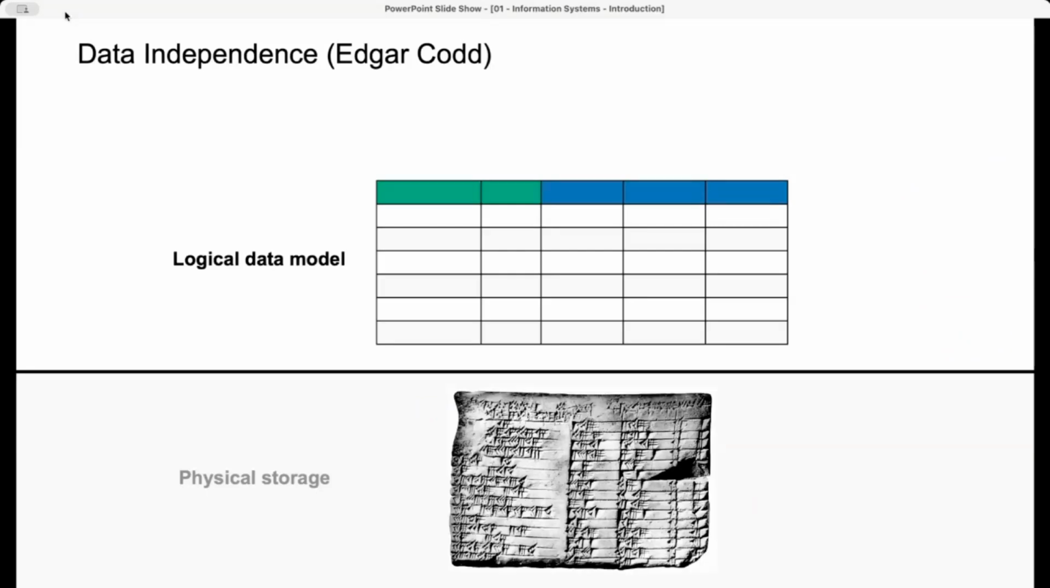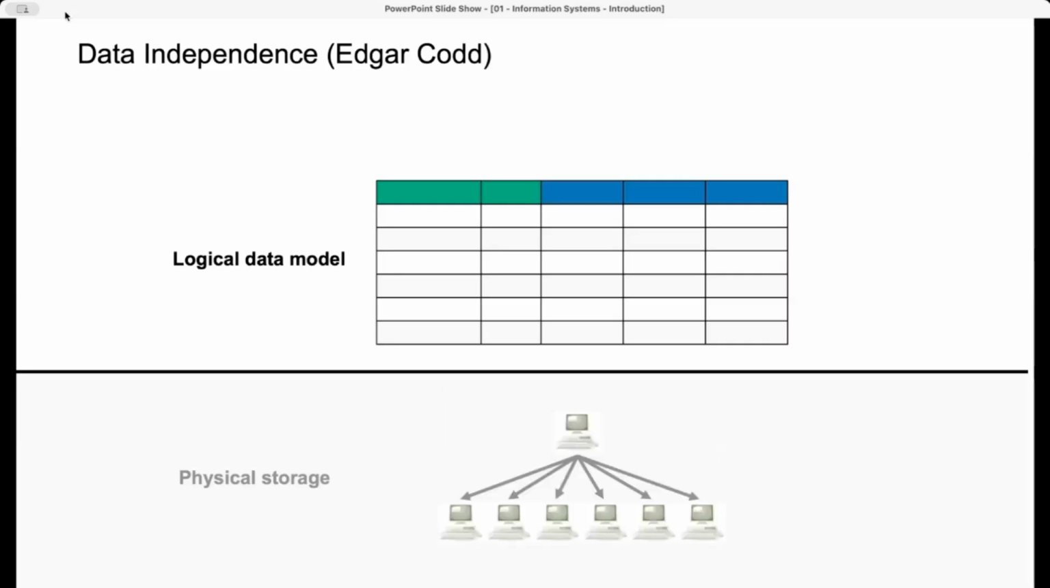You can, in fact, use a clay tablet instead of a computer. It also works. It's a bit slower, and people actually were doing it this way before. But the model is the same. You still have a table with columns and rows. You could have a data center behind this. This is what we do in Big Data for Engineers. We had a whole cluster of machines where this is executed.